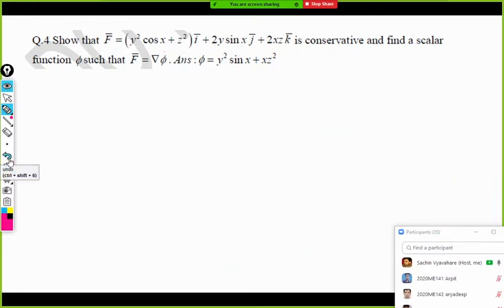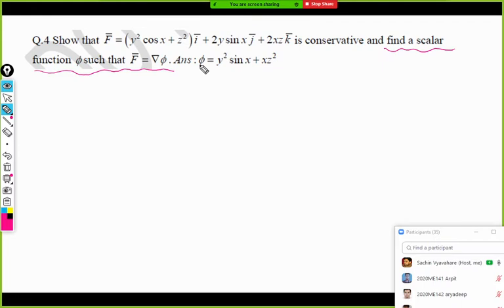So the second part now, part 2: find the scalar function phi such that f bar equals del phi. Now there are two methods to find this scalar function phi. Method 1, I will say, is a shortcut method, and method 2 needs a little integration. In method 1 you have to remember a formula. In method 2 you don't have to remember any formula. That is the difference between the two methods. Whichever method you think is simple, continue with it in the remaining questions.